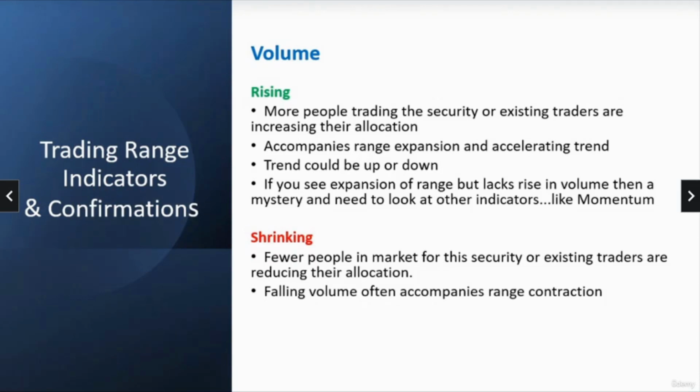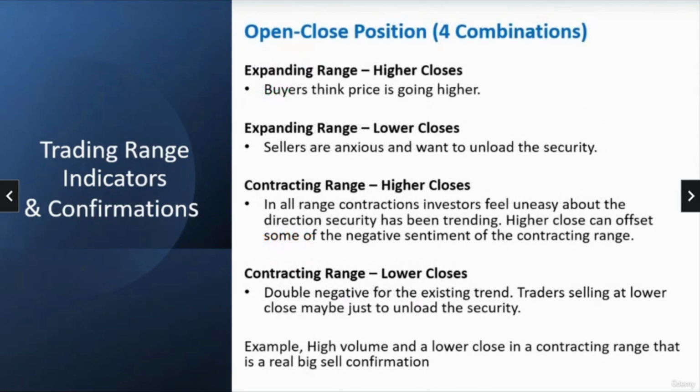Now, if volume is shrinking, which means fewer people are in the market for this particular security, or existing traders are reducing their allocation, they're now getting out of it. Falling volume often accompanies a range contraction, where the width between the high and low might be contracting, when you're looking at a trading range, a range of prices.